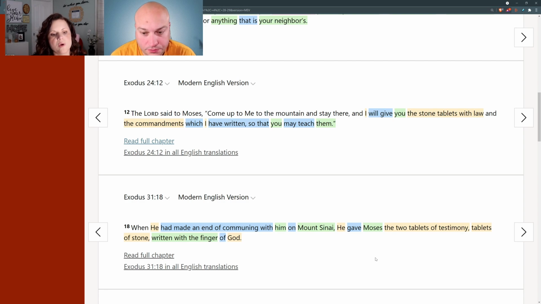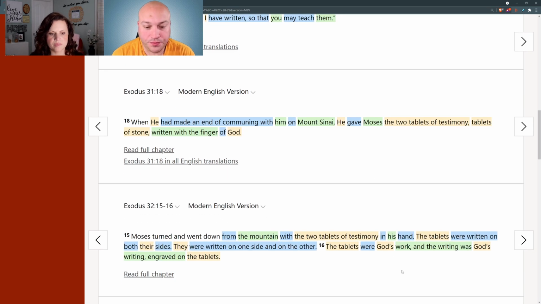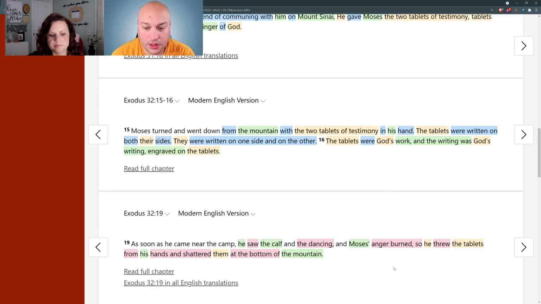Exodus 24, verse 12, the Lord said to Moses, come to me to the mountain and stay there, and I will give you the stone tablets with law and the commandments which I have written so that you may teach them. Okay, go ahead and read that. Exodus 31, verse 18, when he had made an end of communing with him on Mount Sinai, he gave Moses the 2 tablets of testimony, tablets of stone written with the finger of God.